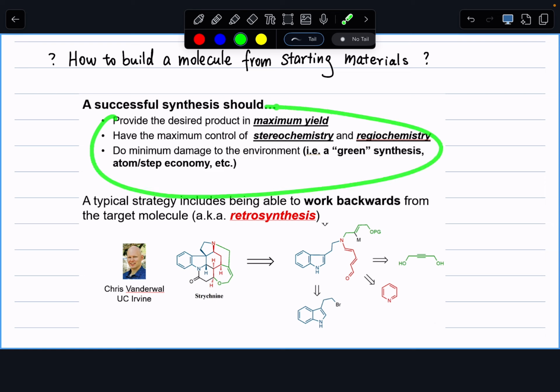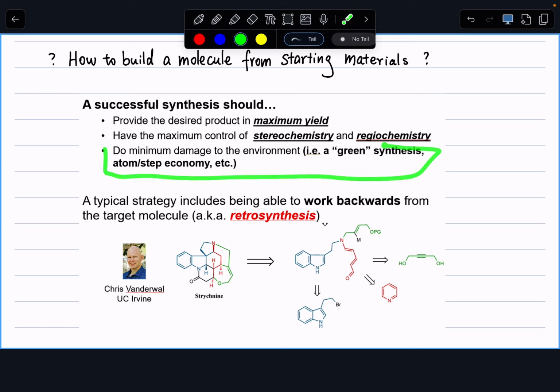A successful synthesis should meet several criteria. We want as much yield as possible, so if one reaction is only a 50% yield with 50% byproduct, that's not ideal. We also want as much control as possible over both stereochemistry and regiochemistry when necessary. And lastly, we want to do minimal damage to the environment, namely by having as few steps as possible.